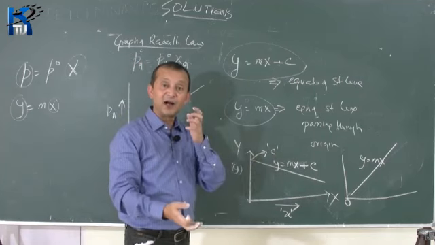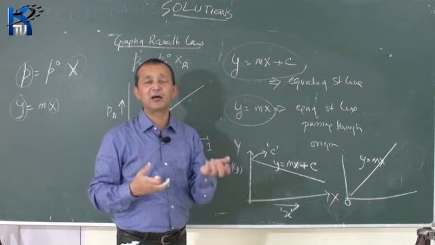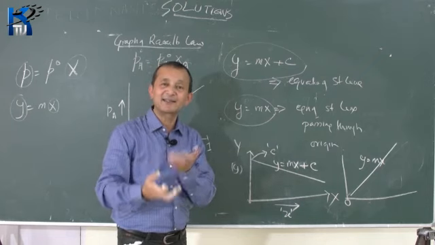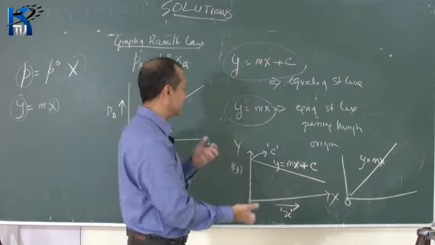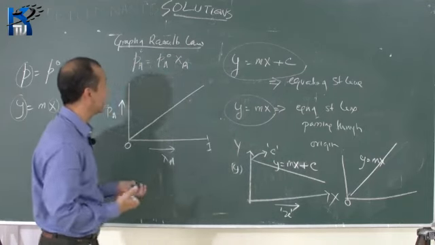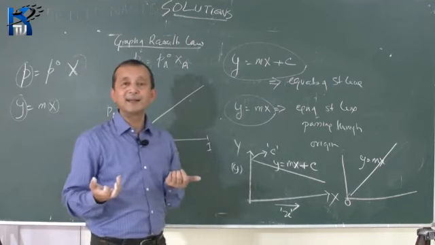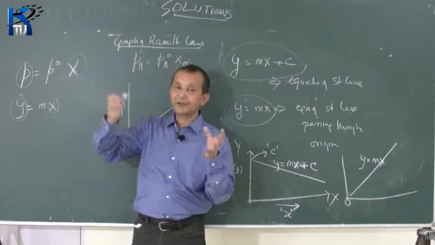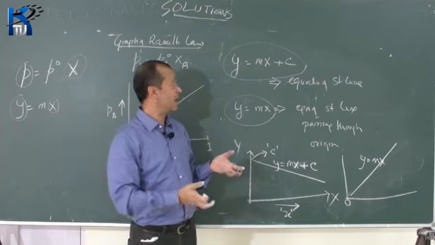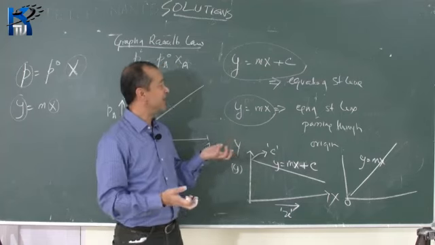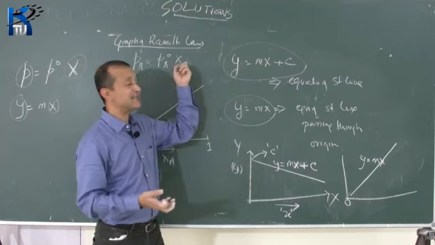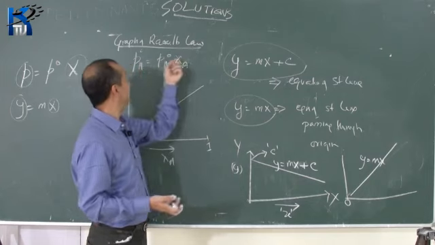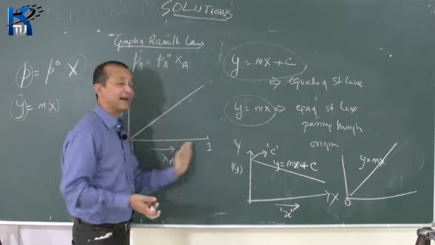Now, supposing vice versa, let's discuss something which is just the vice versa to what we have discussed. Supposing we find, for a particular mixture of A and B, different values of XA, we find different values of PA, and we plot in a graph.